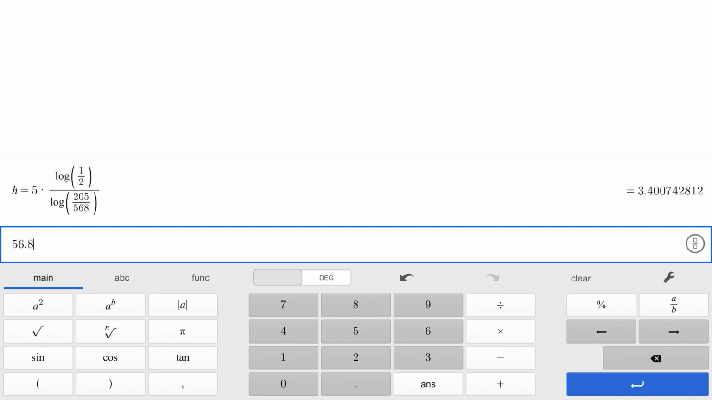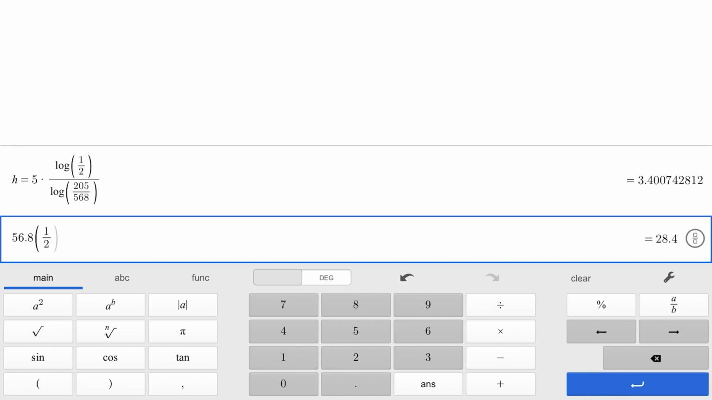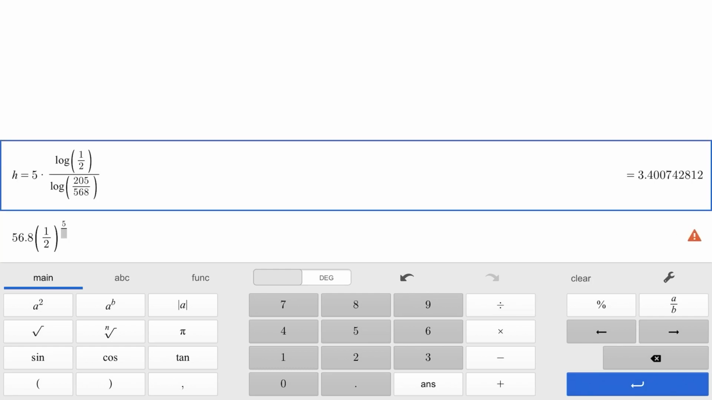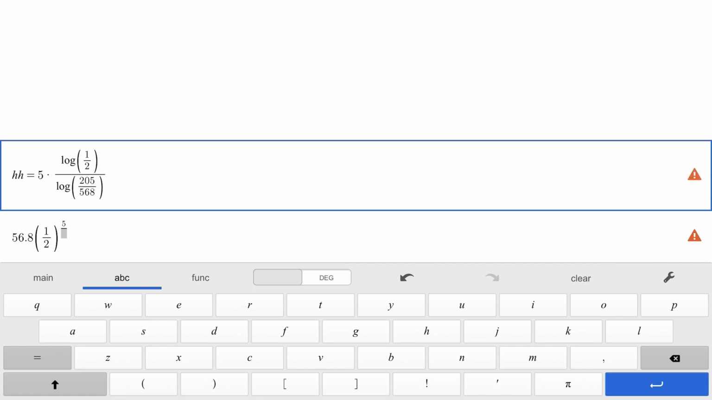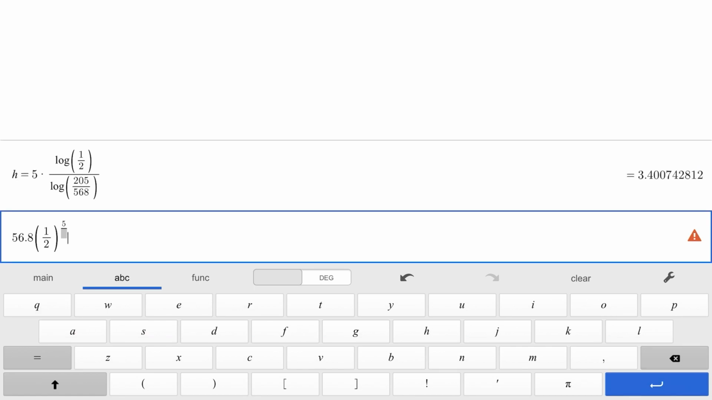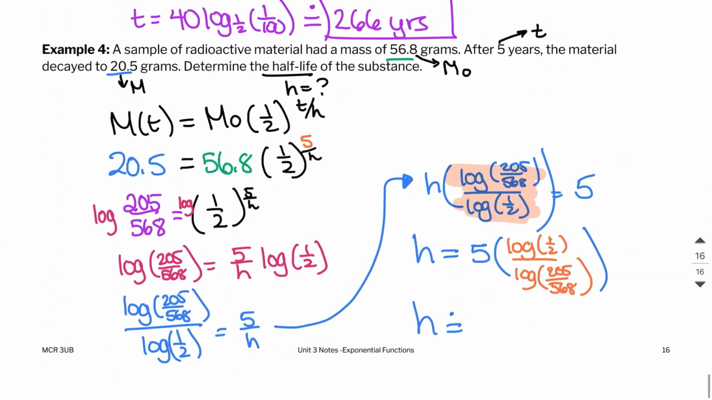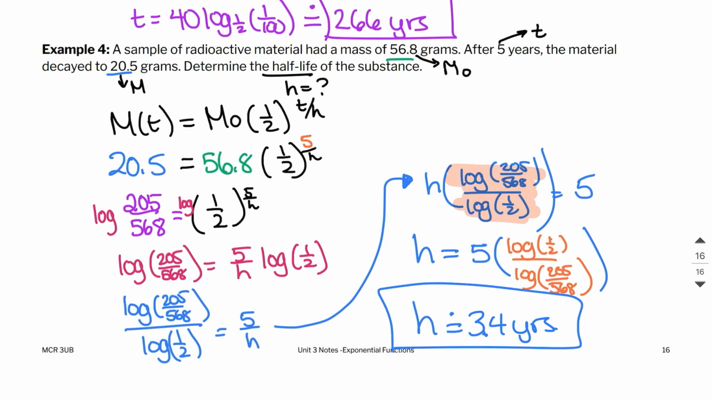We know that we started with 56.8 grams, and then I'm going to multiply that by 1/2 to the power of 5 over our half-life, which I called h right here. And I truly have 20.5 grams left. So therefore, your half-life is approximately 3.4 years. And that's it for this video.